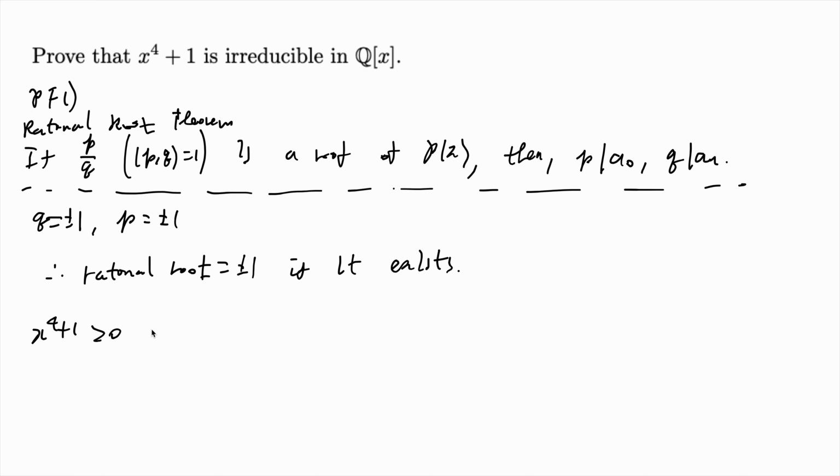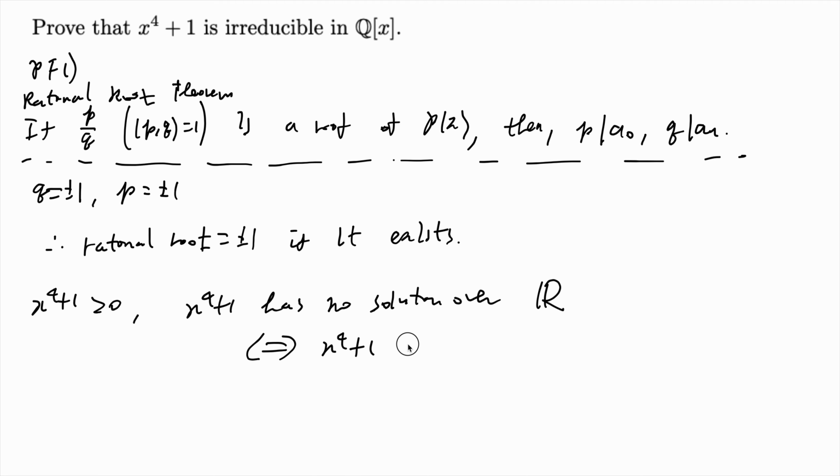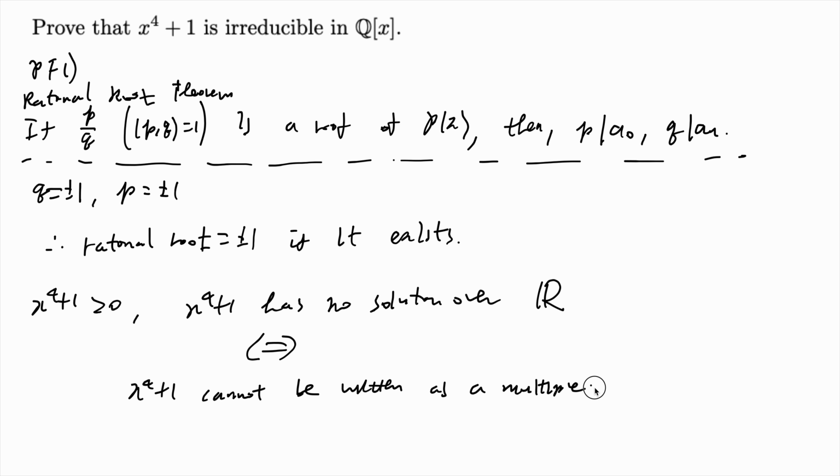We know that this is always greater than 0, so it has no real solution. So this thing is saying the same thing as x to the power 4 plus 1 cannot be written as a product of a linear and a cubic polynomial.